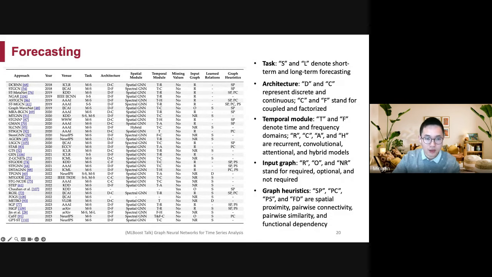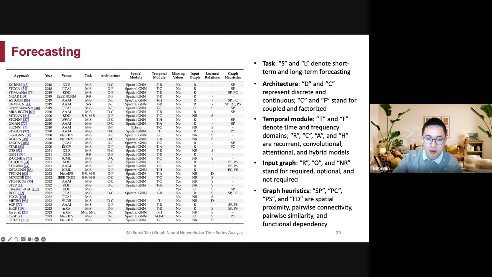And the spatial model is quite straightforward. Whichever GNN you may use, it could be spatial or spectral. And for the temporal modules, T stands for time domain and F stands for frequency domain, and there are different models like recurrent, convolution, hybrid, and variable attention. Those are typical strategies when we're learning the temporal dependencies.